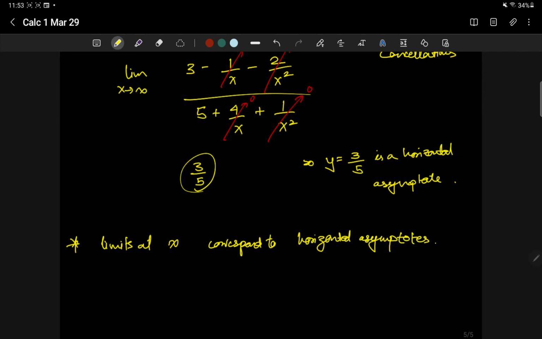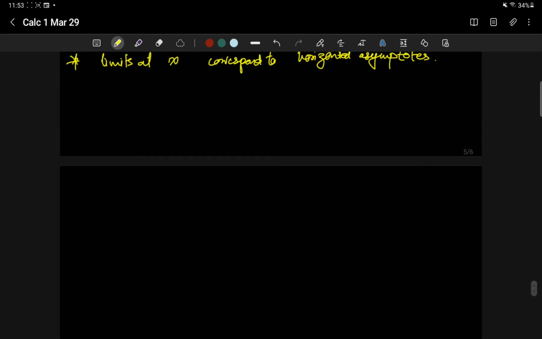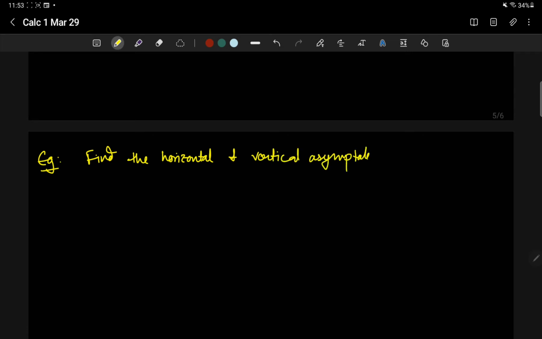Okay, limits at infinity correspond to horizontal asymptotes. Let's look at one more example. So this says, find the horizontal and vertical asymptotes of the function f of x equals square root of 2x squared plus 1 over 3x minus 5.